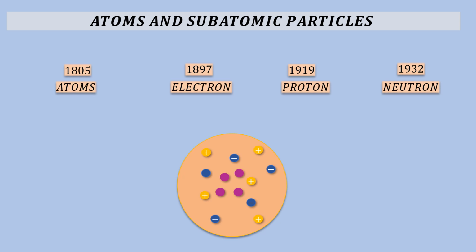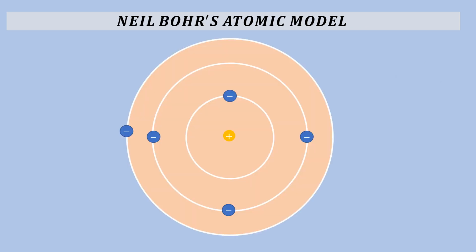So now, once all these three subatomic particles were discovered, it was a challenge for the scientists to propose models that would explain the arrangement of these subatomic particles within the atom. And now we are going to look into one of such models, namely Niels Bohr's atomic model.